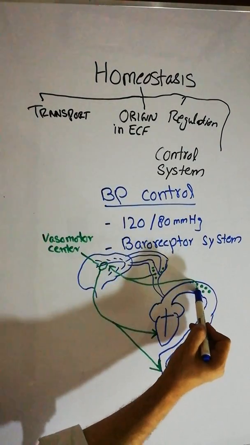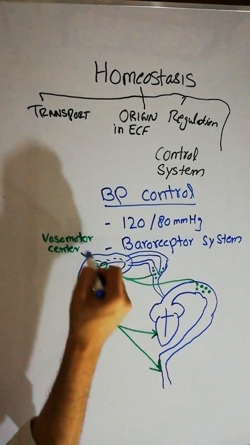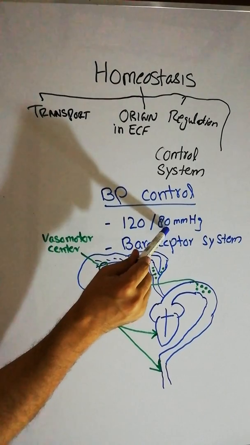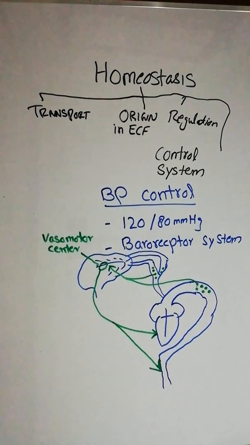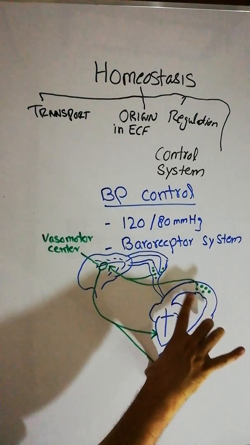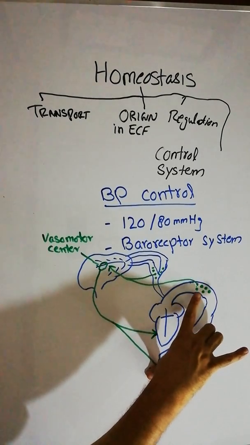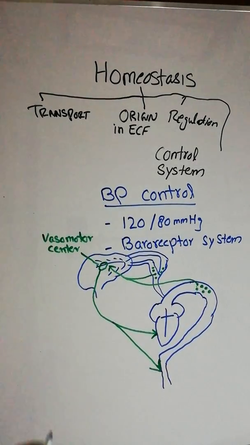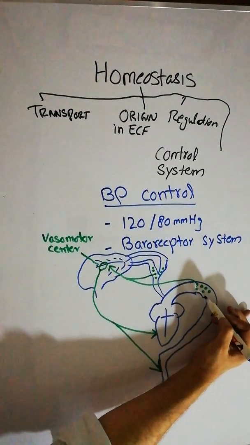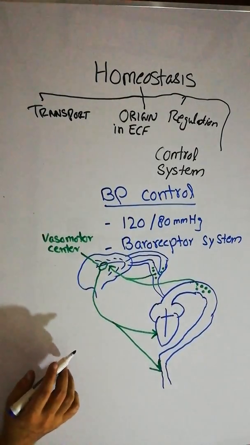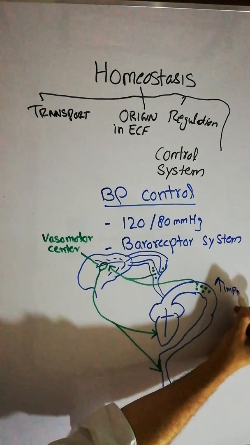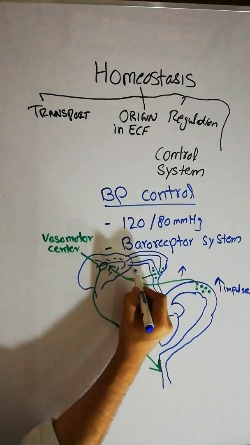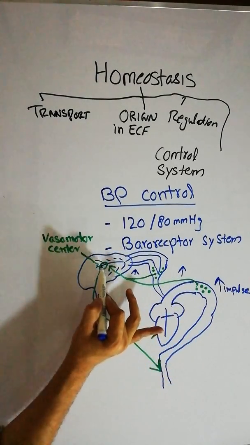Now, how do the baroreceptors, the heart, the arteries, and the vasomotor center coordinate with each other to maintain a nearly constant blood pressure between 80 diastolic and 120 systolic? When the blood pressure in the human body rises, the baroreceptors get stretched, and when they get stretched, there is an increase in the impulses going towards the vasomotor center.